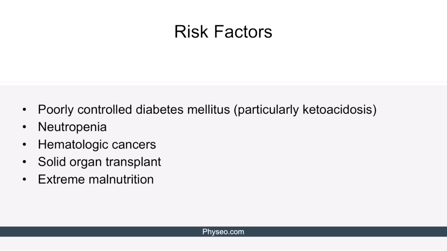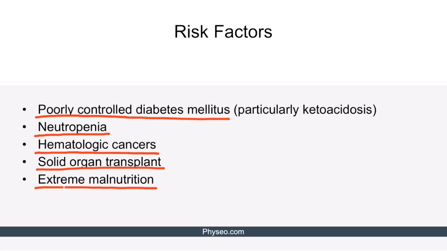Now, the risk factors include poorly controlled diabetes mellitus, particularly ketoacidosis. Other risk factors include neutropenia, hematologic cancers, solid organ transplant, and extreme malnutrition. So basically, the idea here is that anybody that has a compromised immune system is vulnerable to this infection. In fact, Mucor and Rhizopus are ubiquitous in nature. It's really easy to come in contact with these, and you're going to be fine as long as you have a strong immune system. So again, the people that you worry about are people who have immunocompromised states.